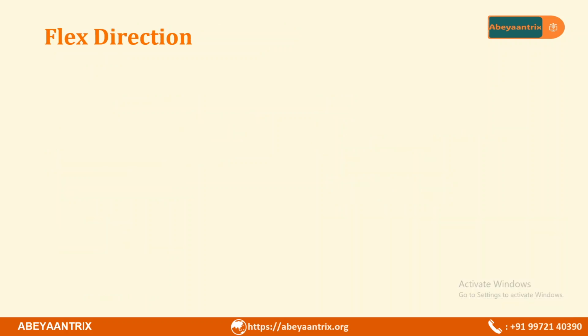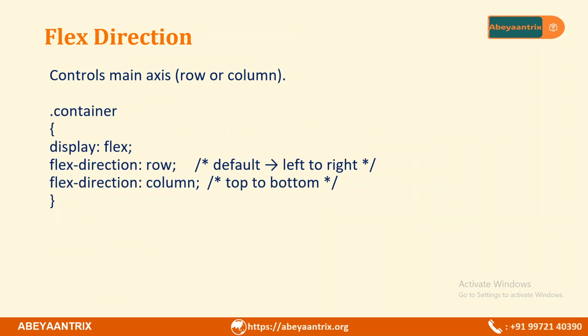Okay, so next thing is the main axis. Row or column we have to mention. So here is flex direction row. By default it is left to right, meaning horizontally it will allocate. If flex direction is column, then we need to mention it if we want column. Otherwise, no need to mention. Row means by default it will arrange the items in a row format.